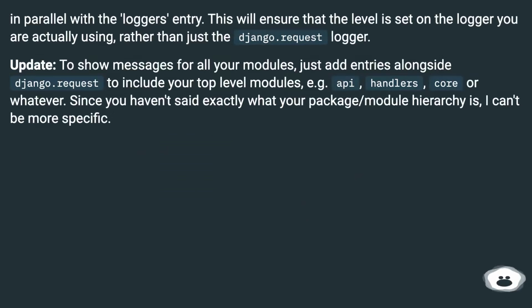logger. Update. To show messages for all your modules, just add entries alongside Django.request to include your top-level modules, e.g. API, handlers, core or whatever. Since you haven't said exactly what your package module hierarchy is, I can't be more specific.